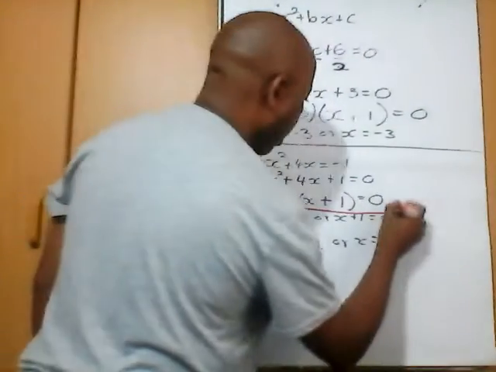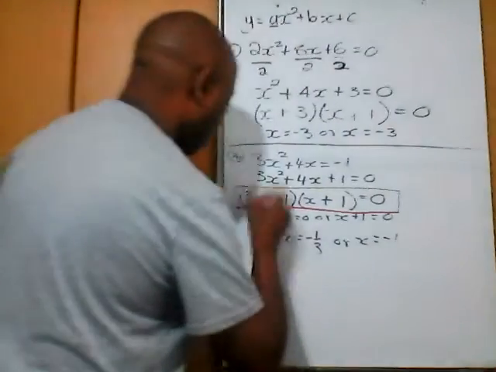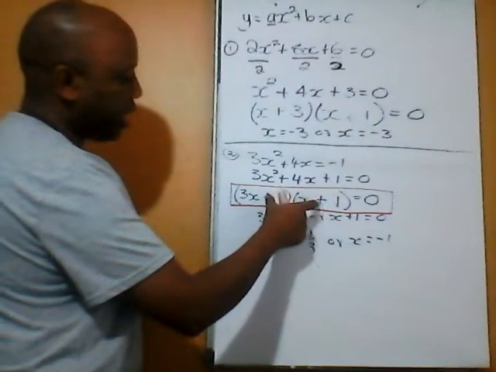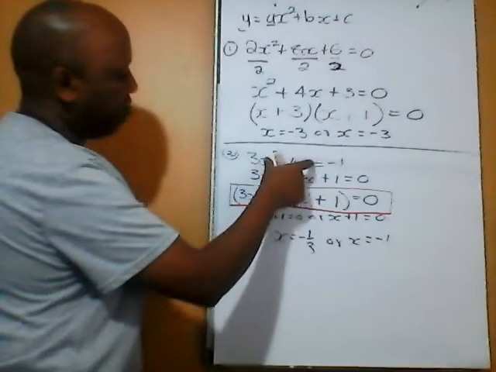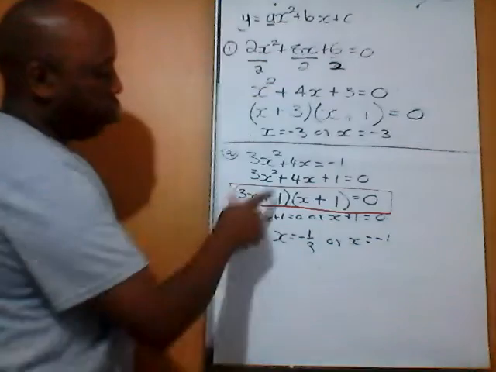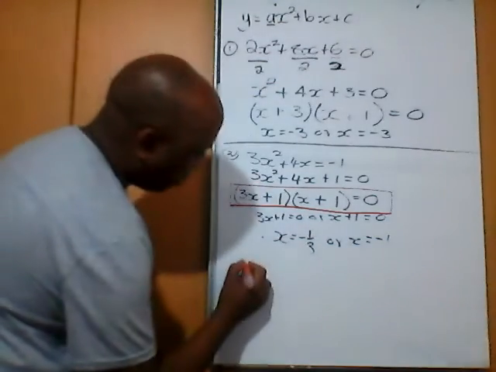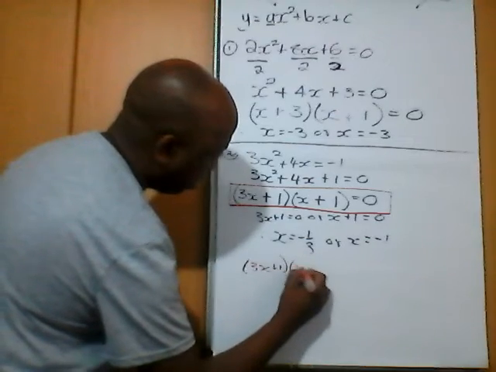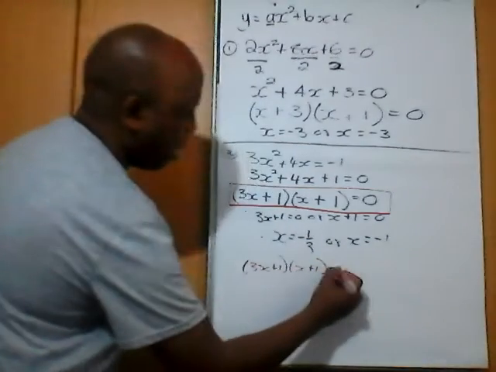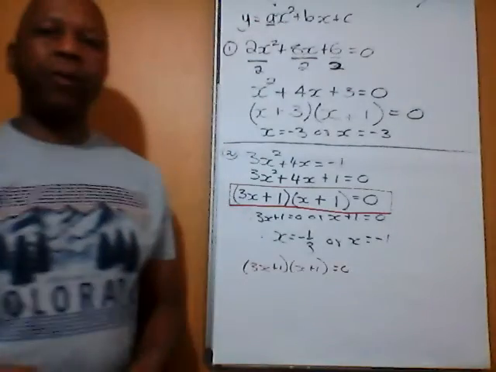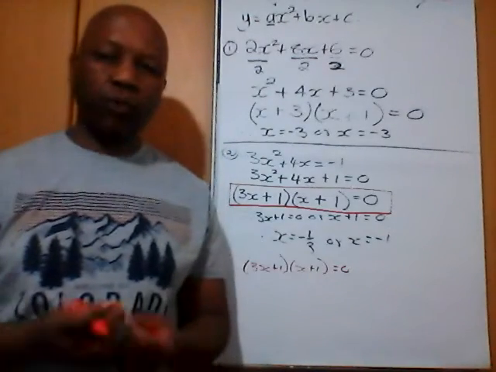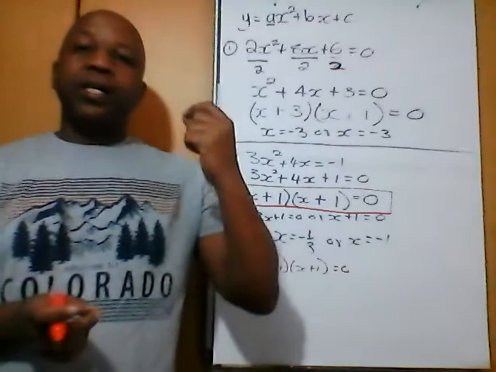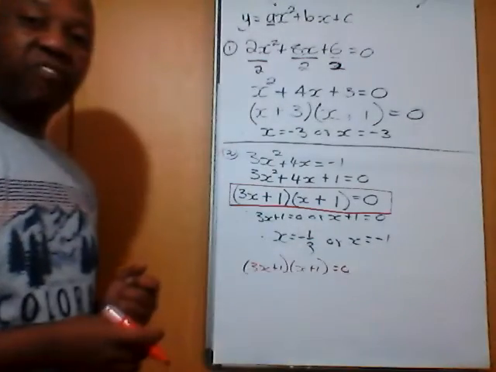Let's take that part of the equation. I want to prove that these factors are correct. I want to prove that these factors will give me back that expression, or rather this expression at the top. So I've got 3x plus 1 times x plus 1, and that's equals to 0. How am I going to prove this? What am I going to use? With which method am I going to use to prove this? Yes, I am going to use the FOIL method.